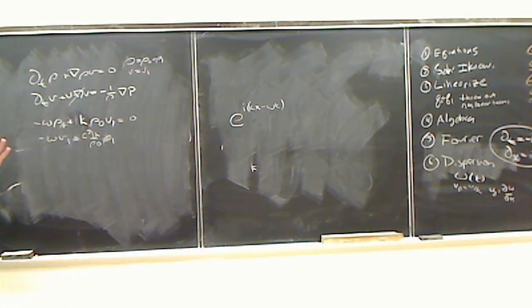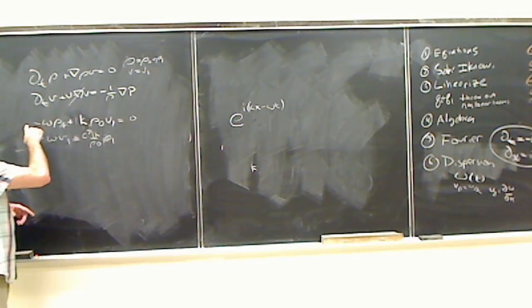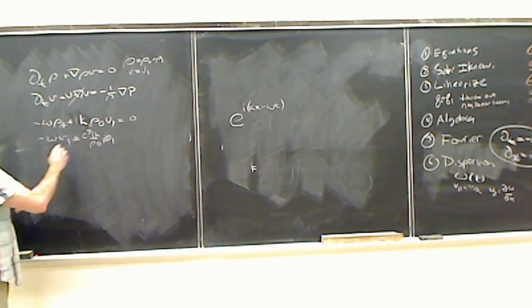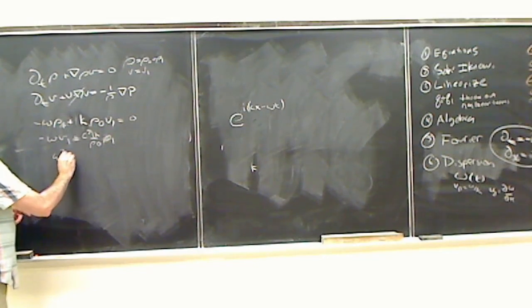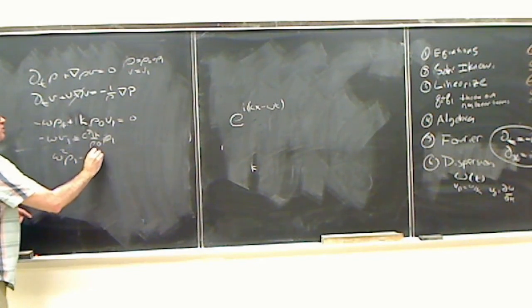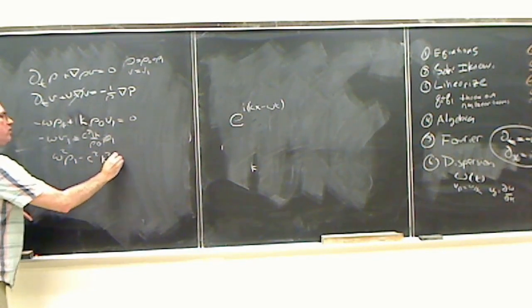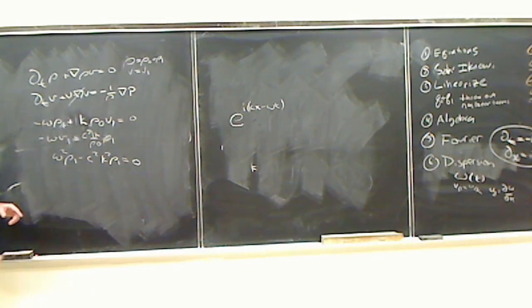Did you follow all that? I just said a whole mouthful at once. I did it all slow in the last video. And then we combine these two things. So I multiply by a k here and an omega here, and I'm left with omega squared rho 1 minus c squared k squared rho 1 equals 0. I spent a whole lot of time on it last time. This went a lot faster because I just waved my hands and did a lot of stuff in my head, but you just get the idea of the basic progression of things.